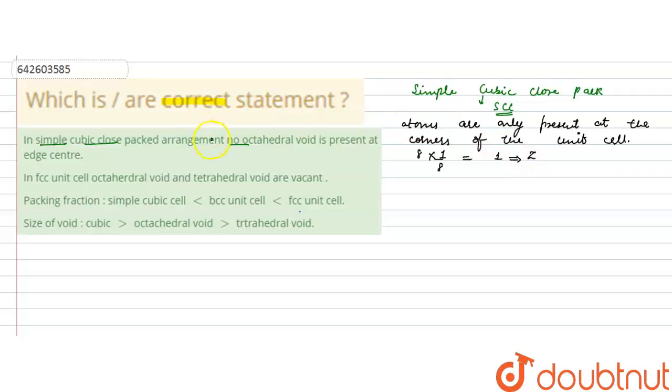And it is said in the statement that no octahedral void is present at the edge center. So yes, this is true, because atoms are only present at the corners of the unit cell. No octahedral or tetrahedral void is present. So this is true statement. Second one is in FCC unit cell, octahedral void and tetrahedral voids are vacant.